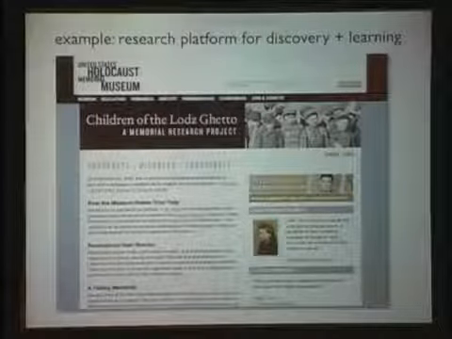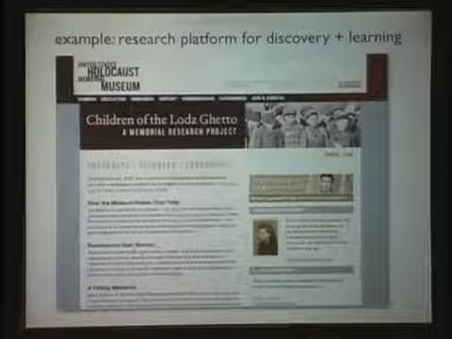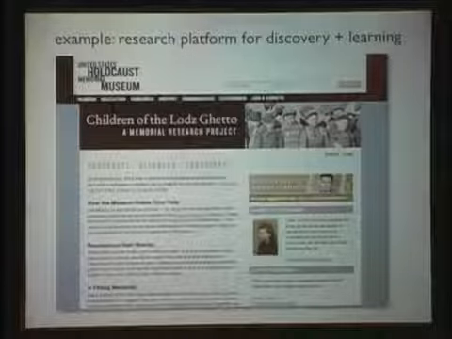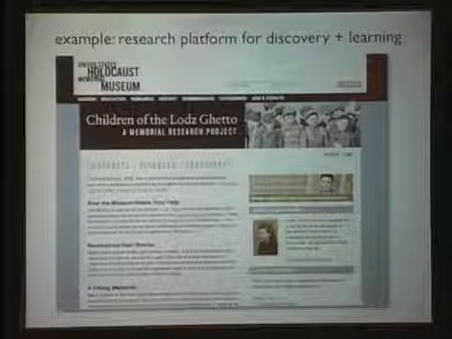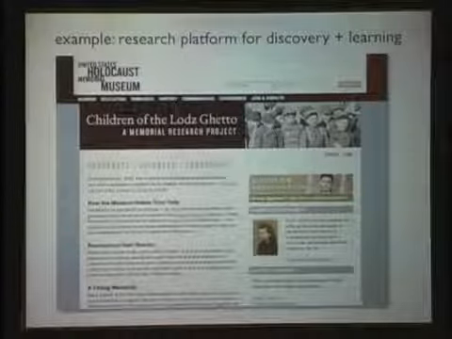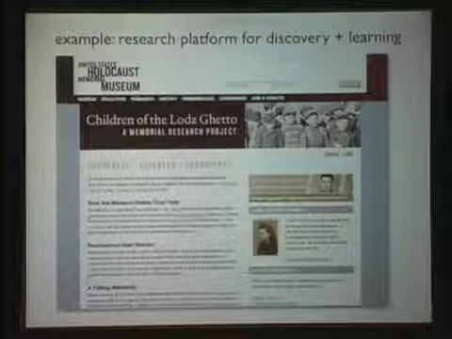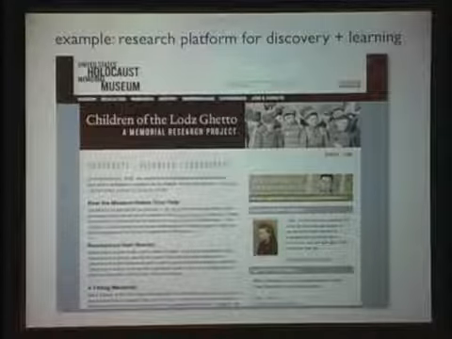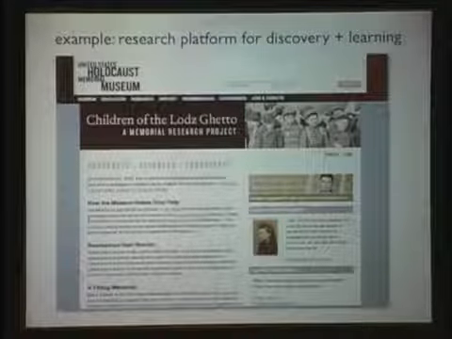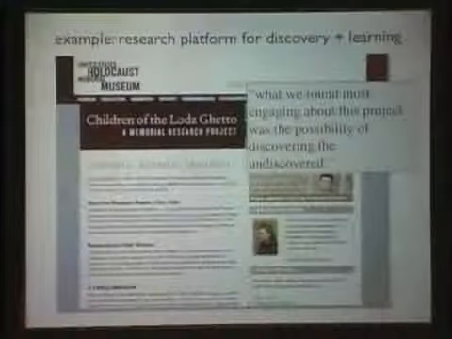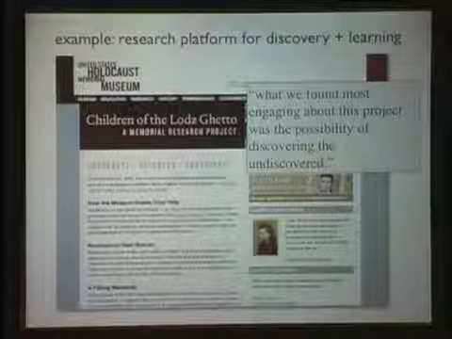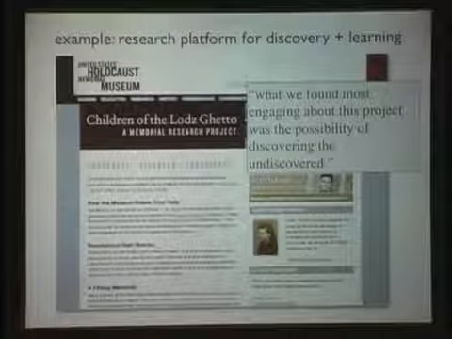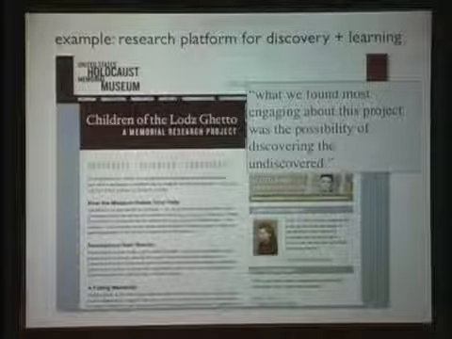And what it is, the Holocaust Museum has an artifact, which is an album of handwritten signatures by children from the Lodz ghetto. They don't know what happened to all 15,000 of these children, and so they created this online research platform where visitors can basically sign up to do the research in real history databases to try and find out what happened to these children. And they're still in beta and they're working with school groups, but just a couple of comments that have come from people using it. What we found most engaging about this project was the possibility of discovering the undiscovered. Pretty clear check on the inspiring discovery.